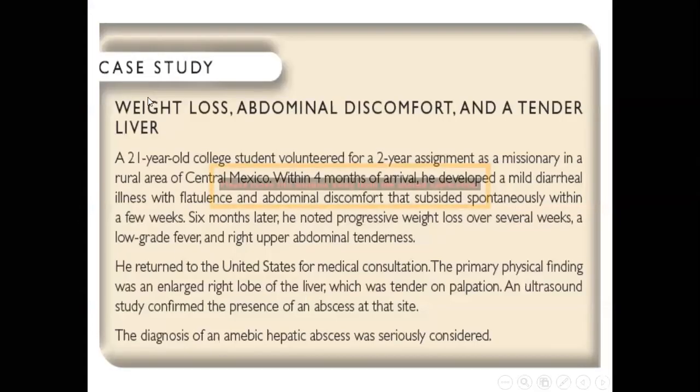This is a case study, not a case scenario. A 21-year-old student went to Mexico. He got the infection, you can read it, and then he developed intestinal amoebiasis and it spread to the liver, and he developed amoebic hepatic abscess. You can read the case scenario.